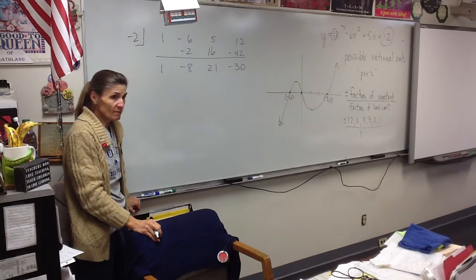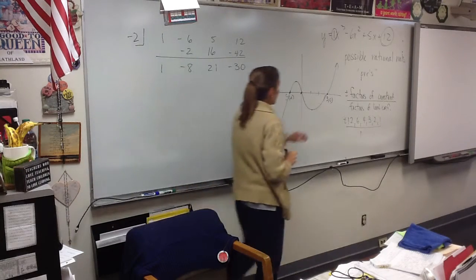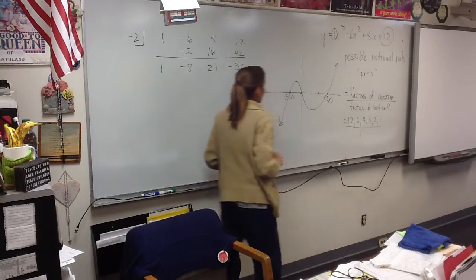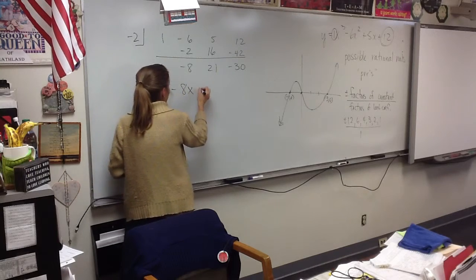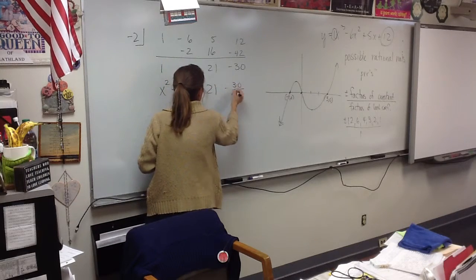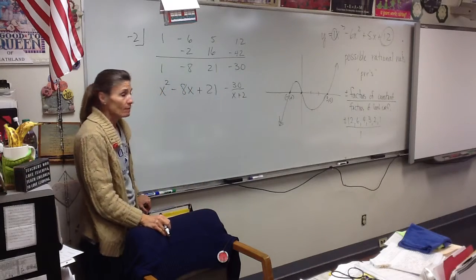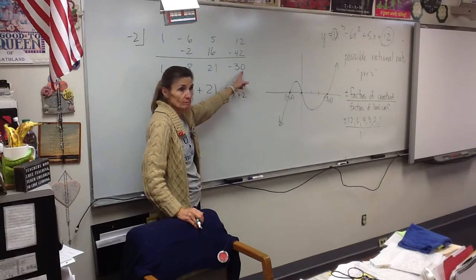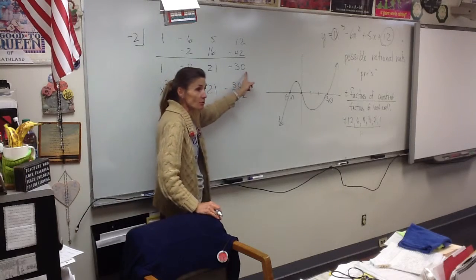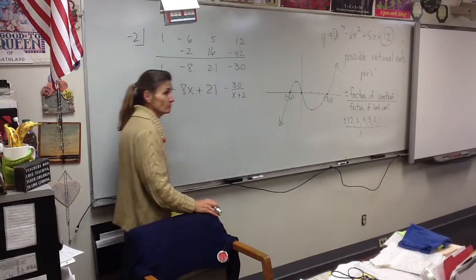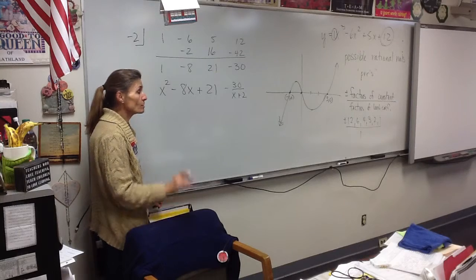Now you just did a division problem. The quotient that you came up with, remember this is what you started with, is 1x squared minus 8x plus 21 minus 30 over x plus 2. This is your remainder. Is this a factor? Because that didn't turn out to be 0. Okay? I do want to show you one thing while we're here that you can take or leave.